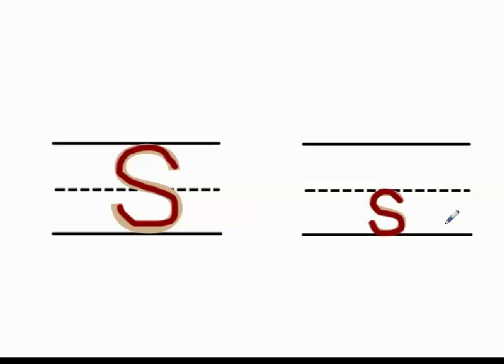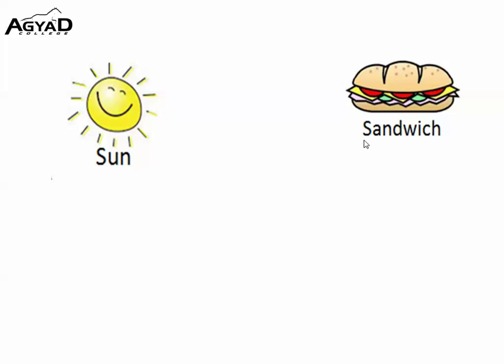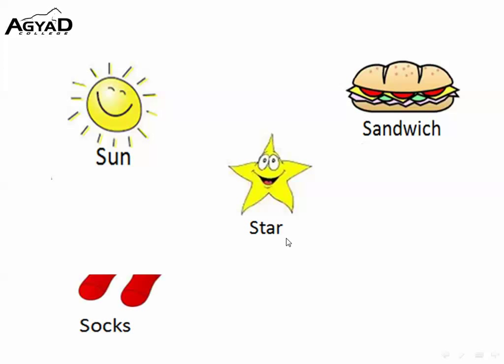Now, let's see, what words start with the sound S? The first one is sun. So, S, sun. Very good. What else? We have S, sandwich. S, sandwich, yes. We also have star. So it's S, star. Very good. What else do we have?